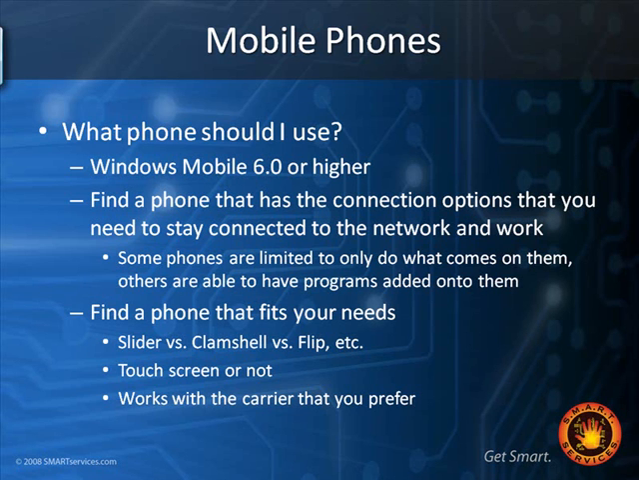old like Blackberries with the scroll wheel. You've got sliders and clamshells and flip phones. So it's really a matter of finding what fits your taste. And there's a lot more options out there for Windows mobile phones than there are for Blackberries. You'll find, though, too, that you've got to really look at who you want for your phone carrier, because not all carriers carry the same phones.